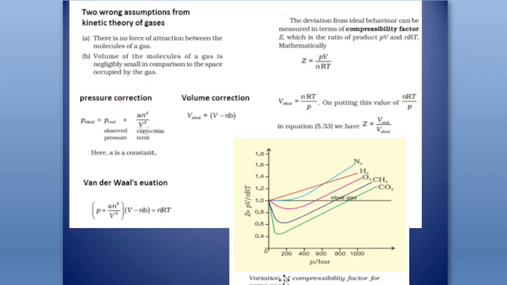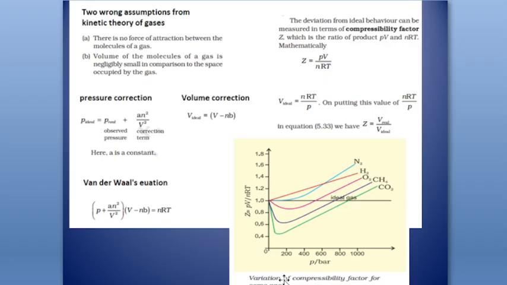Pressure correction. Now P total is equal to P real plus A n square by V square, and the volume correction: V total is equal to V minus nb. Here A is a constant. So the Van der Waals equation is (P plus A n square by V square)(V minus nb) is equal to nRT.